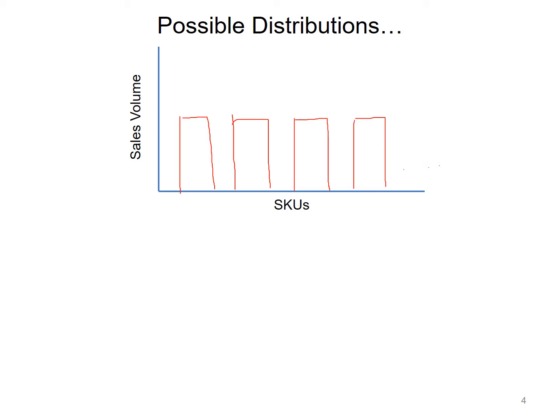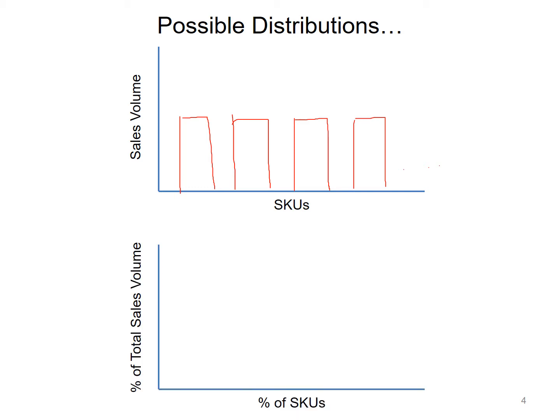Now, if we were to plot the percentage of total sales volume with respect to the percentage of SKUs, then it will look like a diagonal line like this. The way you interpret this is, as we add more SKUs, we have a total of 10 SKUs. Each makes up a small chunk of your total sales volume. Since every single item has the same sales volume, it contributes the same proportion to the total sales volume.